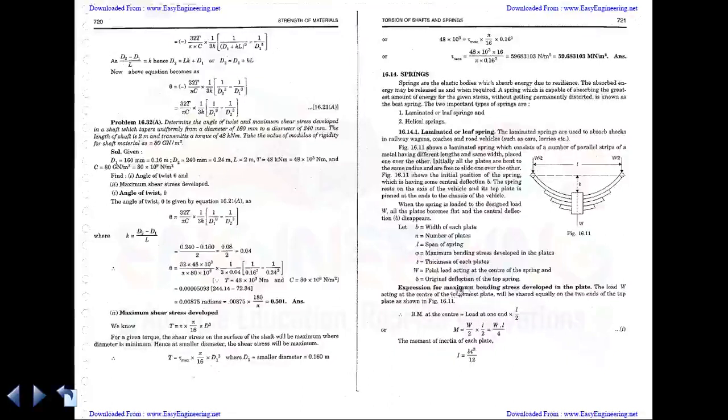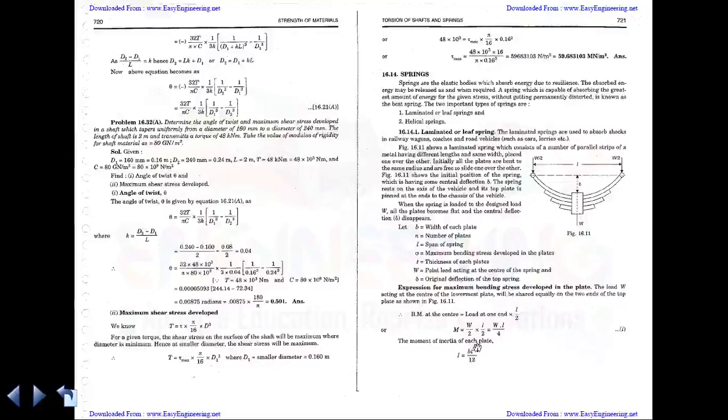So let's start with the expression for maximum bending stress developed in the plate. The load W is acting at the center and it is nothing more or less than a simply supported beam. You can see that it is a beam of length L with two supports and a central point load. So this is the case. The bending moment at the center will be the load at one end into L by 2. That is, you have to find the moment about the center point, which means W by 2 into half of L, that is L by 2. So W by 2 into L by 2 is equal to WL by 4.